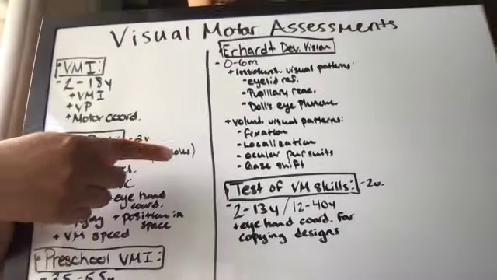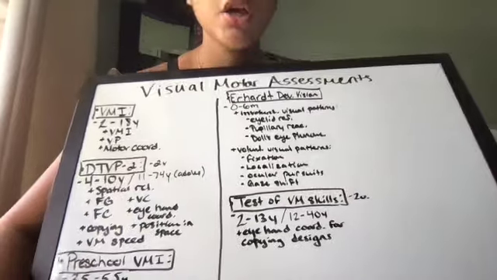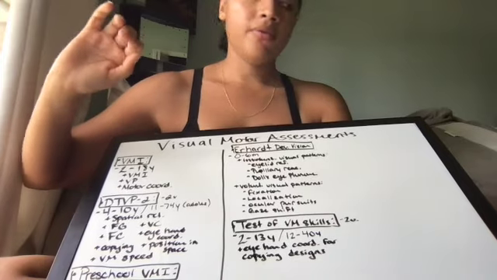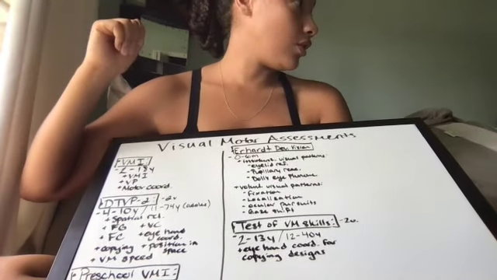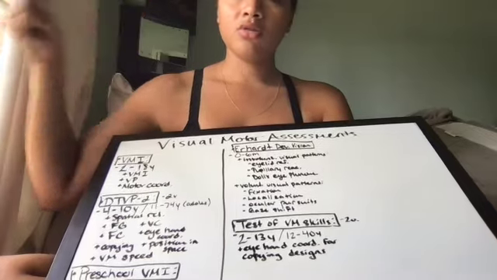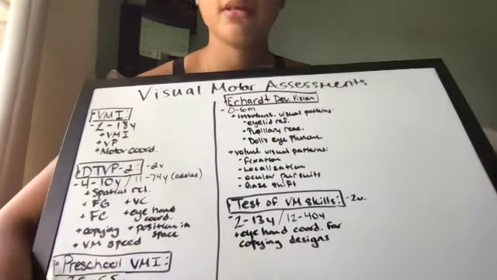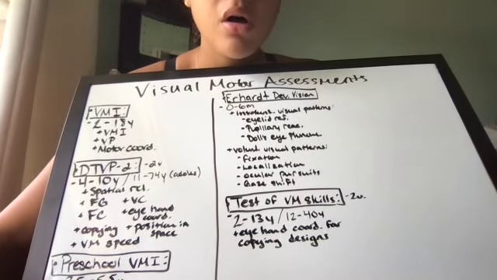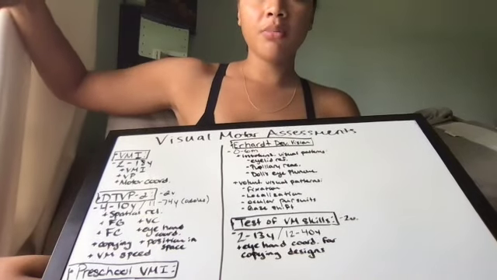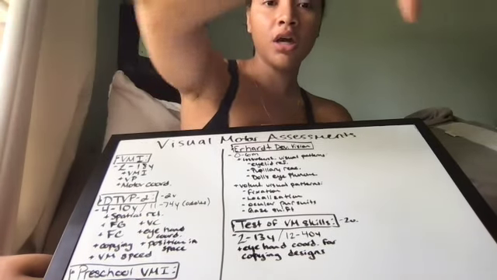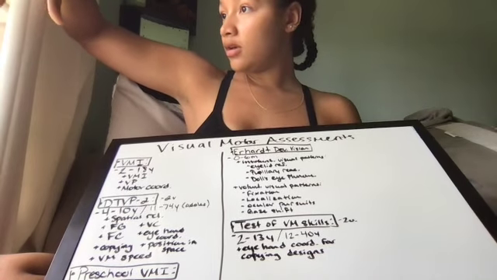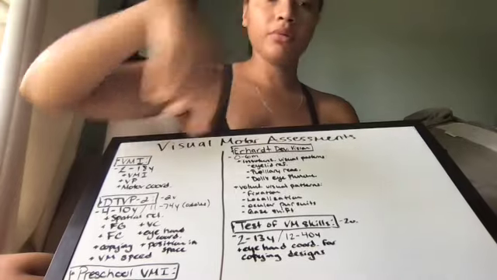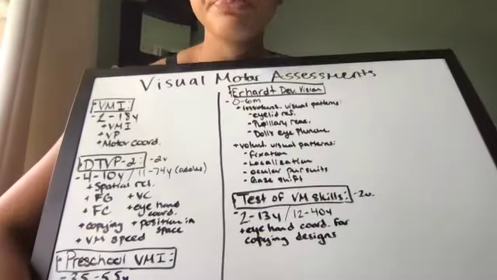Then we have localization. For this one, you can just use a rattle to have them localize to the sound. So if you, for instance, shake the rattle over here and they look over here, they're not able to localize to the sound that's coming from this side. Ocular pursuits: you may use cars or a doll or something of that nature, and you're going to move it from one side to the other. You want to see if they can visually track that object across midline and all the way to the other side with nice smooth pursuits.